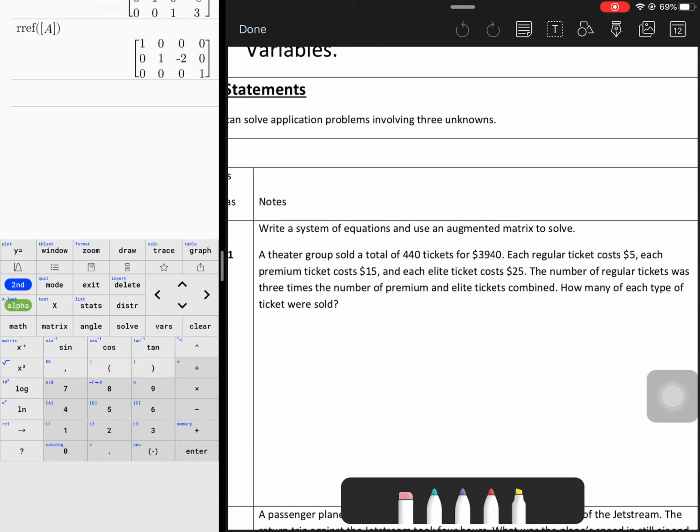So the first thing that we need to do is to take a look at the 3 items that we have. First of all, we have our regular ticket, and I'm going to call that X. Our next ticket is the premium ticket, so I'm going to call that Y. And then we have our elite ticket, and I'm going to call that Z.